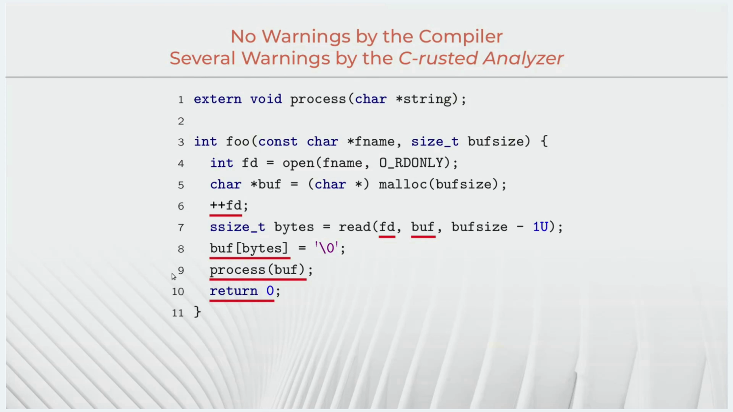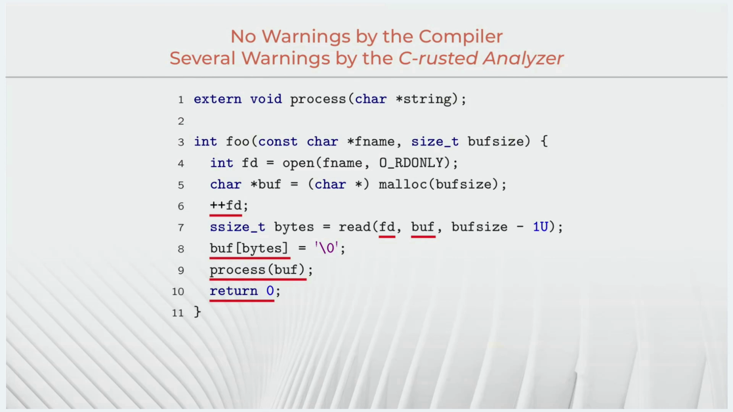It's not because buff may be null, but because there is no indication whether the process function will or will not deallocate the memory block pointed to by buff. And in C-rusted, this must always be clear. Who will deallocate memory?